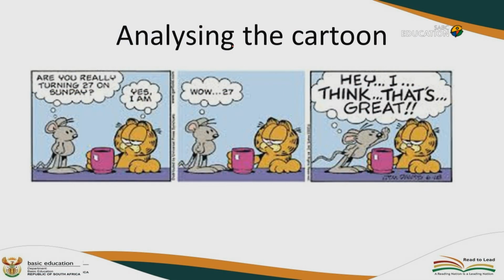The mouse comes up to Garfield and says, "Are you really turning 27 on Sunday?" And Garfield goes, "Yes, I am." If you know Garfield, you would know he speaks with a very low voice. "Yes, I am. Wow..." And there's an ellipsis there to suggest that there is some kind of a breather, a pause. And he goes, "27." And still Garfield is bored out of his wits.